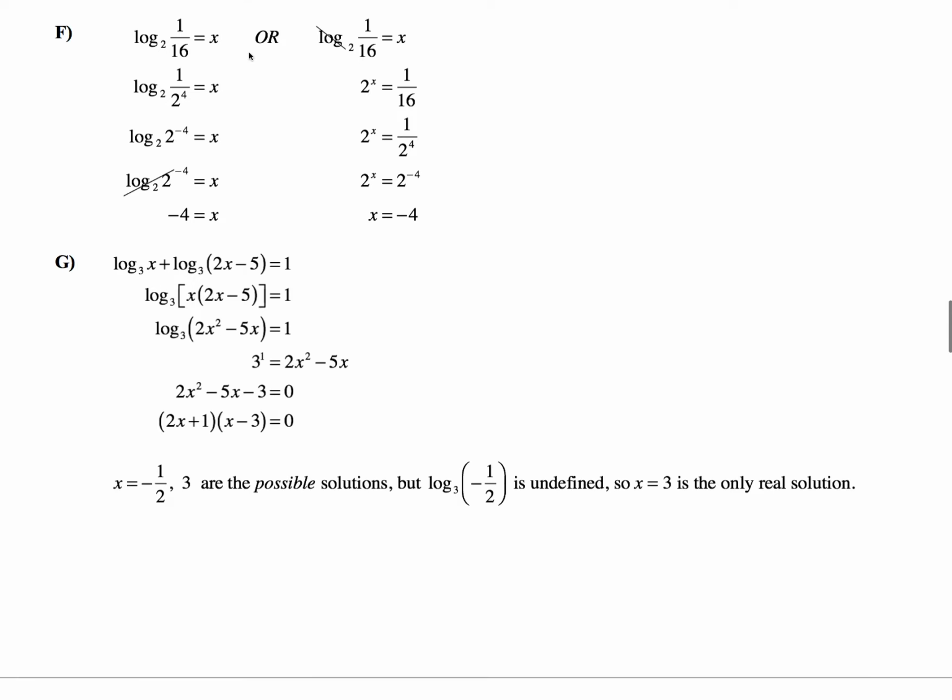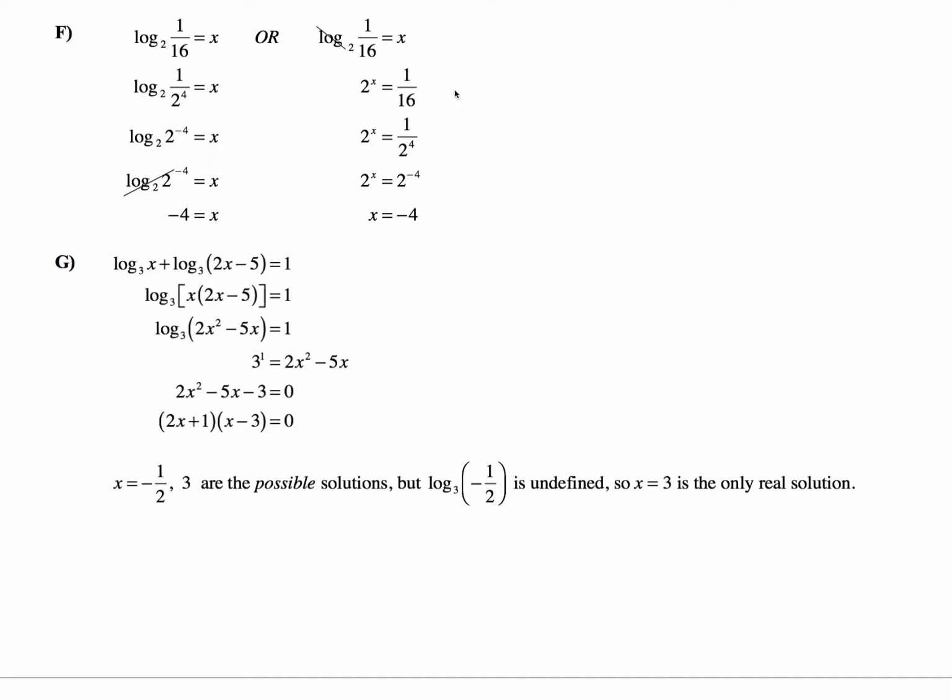Alright, now the next one has us taking the logarithm base 2 of a fraction set equal to x, and so we want to find out what this x is. So we write the 16 with a base of 2. 16 is 2 to the 4th, and it's in the denominator, so I bring it to the numerator by changing that +4 to a -4, and logarithm base 2 of 2 raised to anything, those are inverse operations, they cancel one another out, and that just leaves -4 is equal to x.